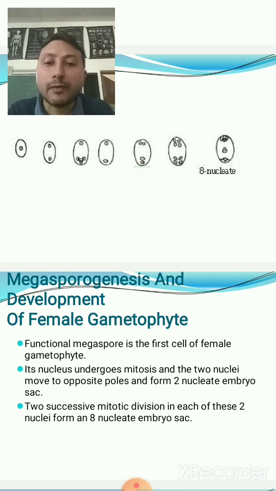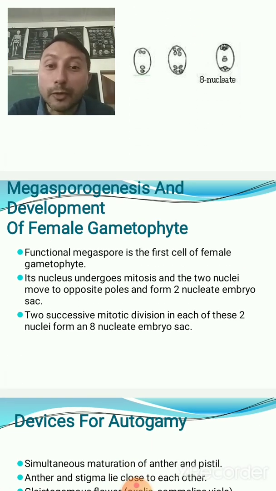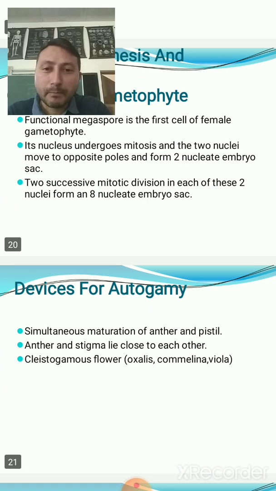Megasporogenesis and development of the female gametophyte. The functional megaspore is the first cell of the female gametophyte. Its nucleus undergoes mitosis. 2 nuclei move to opposite poles to form the 2-nucleate embryo sac. 2 successive mitotic divisions result in the formation of the 8-nucleate embryo sac. Out of them, 2 are synergids, 1 is the egg cell, and at the center are 2 polar nuclei, and 3 antipodals.